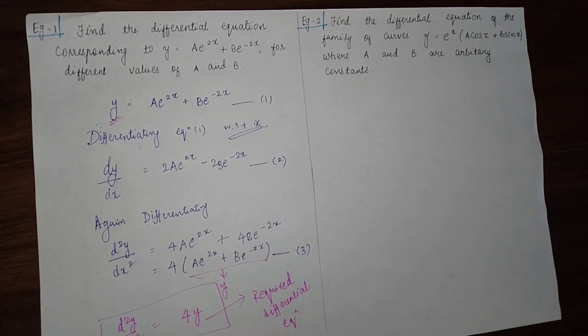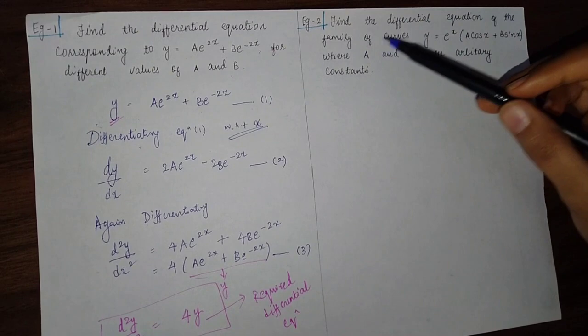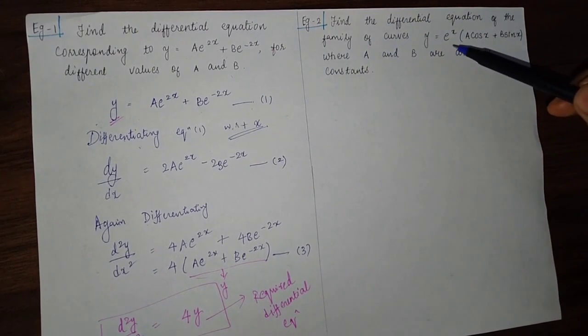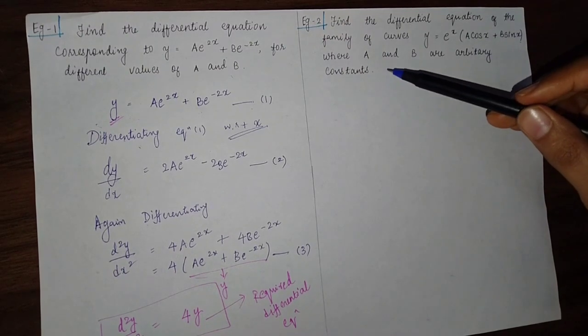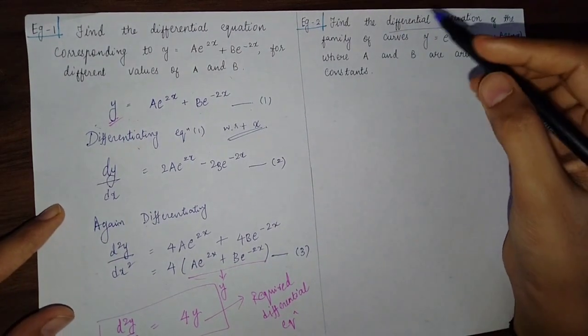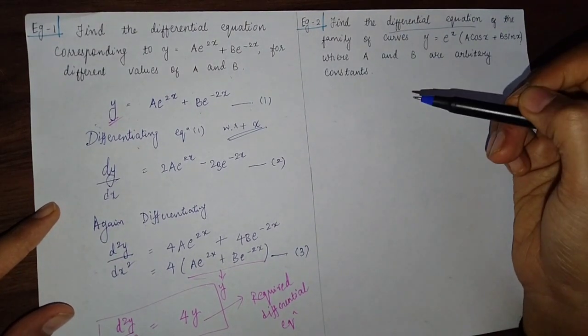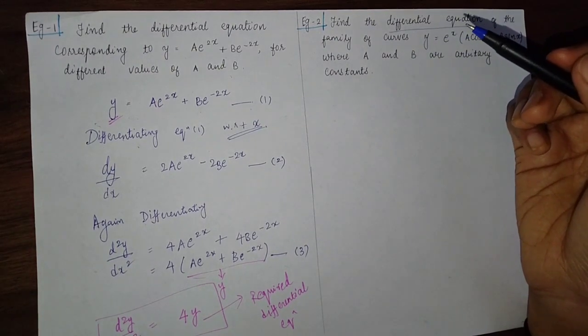So now example 2. Find the differential equation of the family of curves y equal to e raised to x, a cos x plus b sin x, where a and b are arbitrary constants. So again we have to find the differential equation. So first of all we will find dy by dx and then we will find d square y by dx square. So that will be our required differential equation.